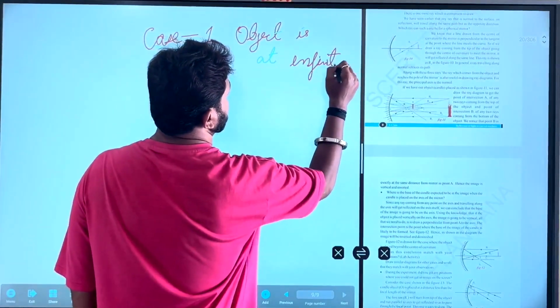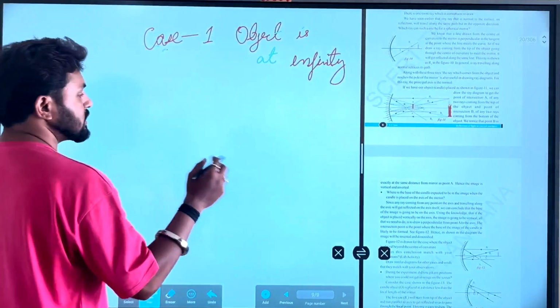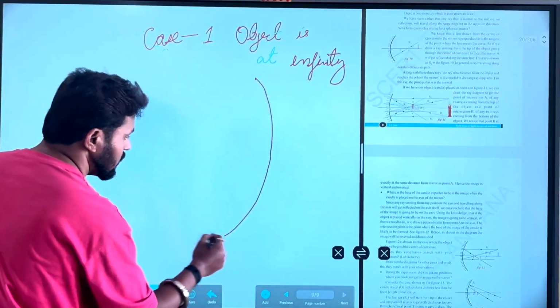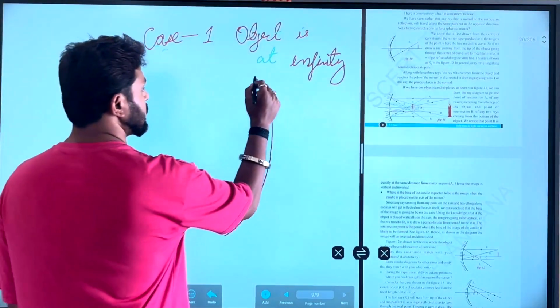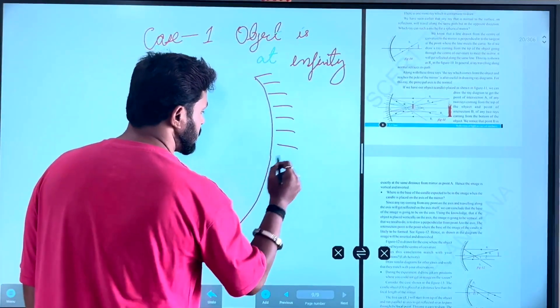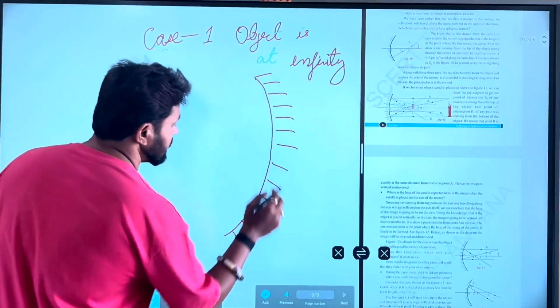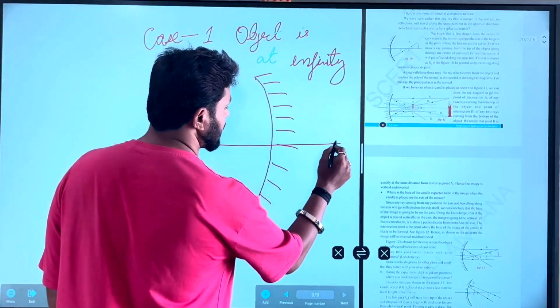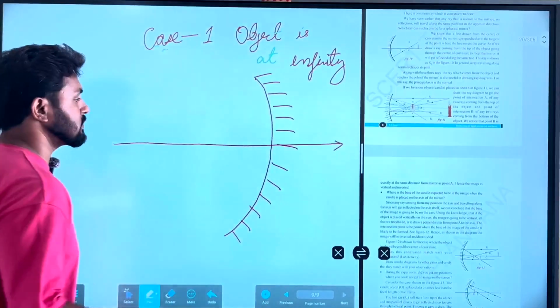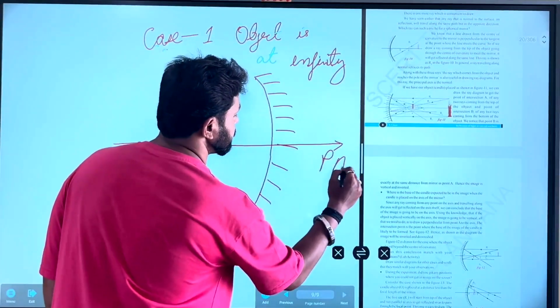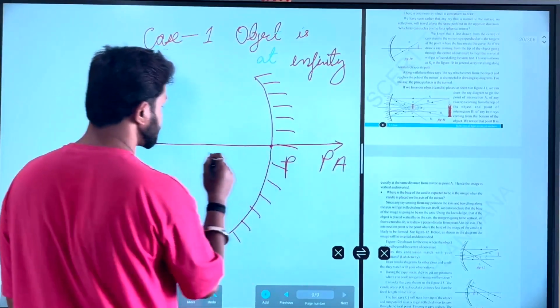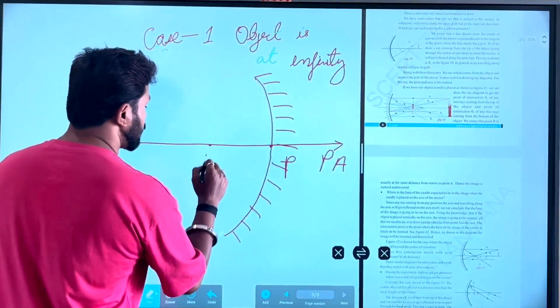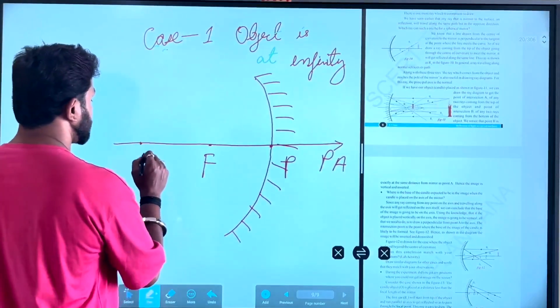Now how does it look? Let's say this is a concave mirror. I have the principal axis, PA. This is the pole. This is the focus. This is the center of curvature.